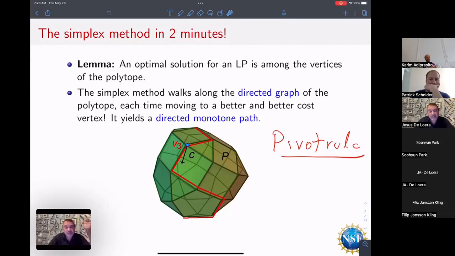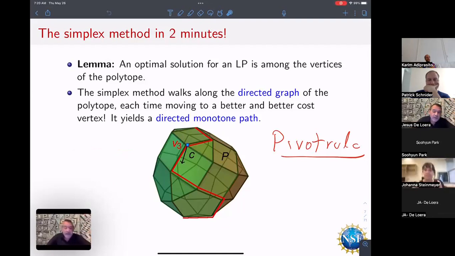These iterations continue at every moment until you reach a point where you cannot move anymore, and that means that you are at an optimal solution. So it's a walk on a directed graph, because you can think that the objective function, in this case C, is orienting the edges of the polytope.